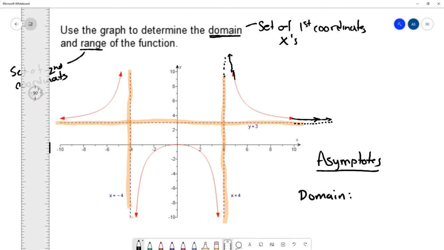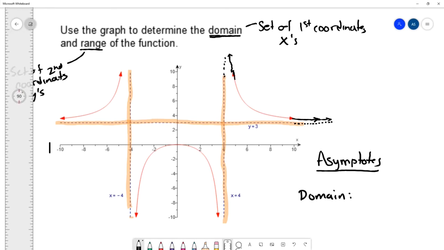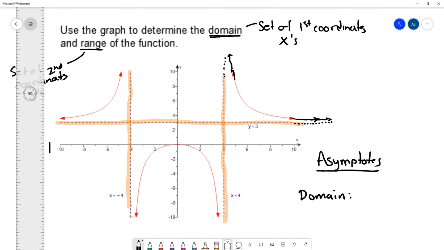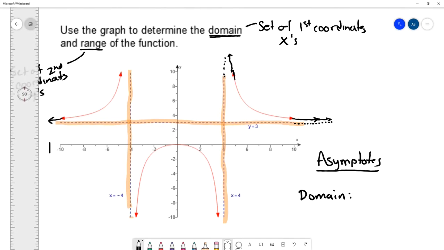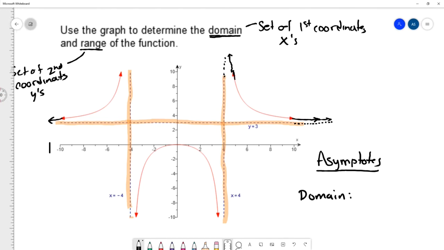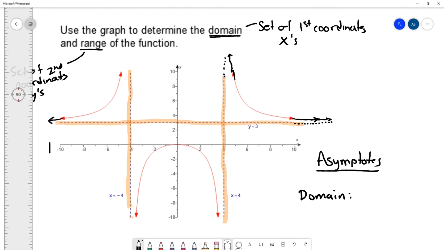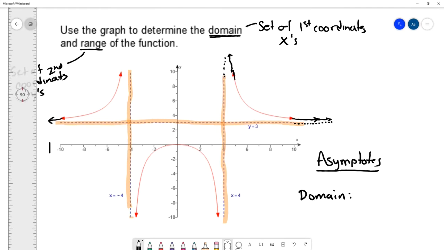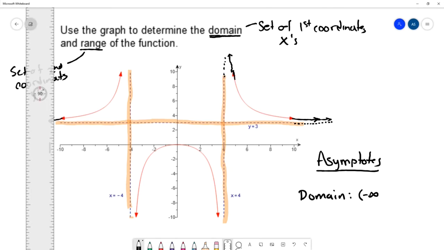What I mean by that is, to find our lowest x value, we're going to look at where our ruler or pencil is touching the graph. So this line is going on forever here. So that means that even if I keep going further and further to the left, my ruler or pencil will still be touching the graph. So that means that my domain is going to start at negative infinity.